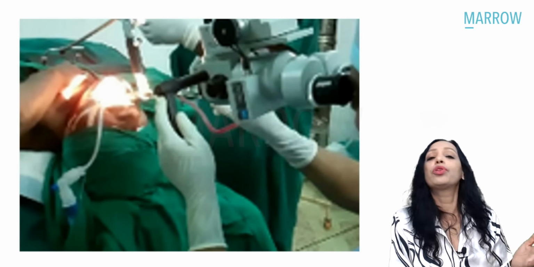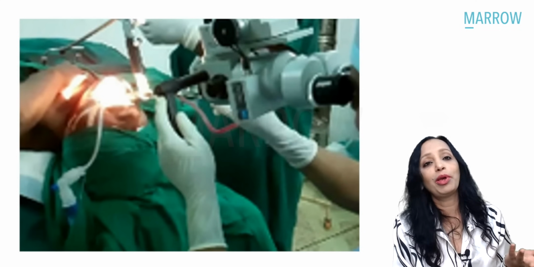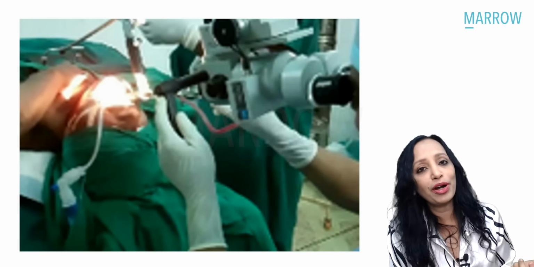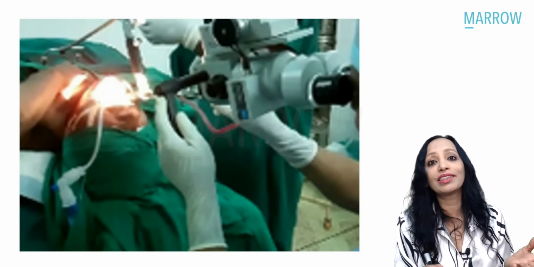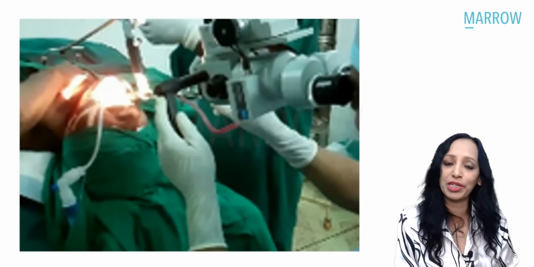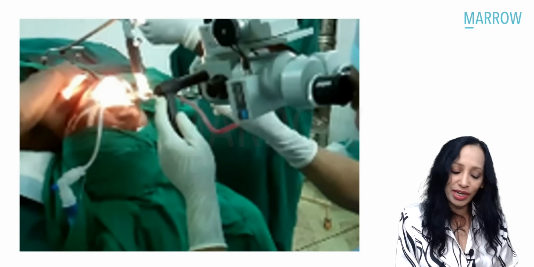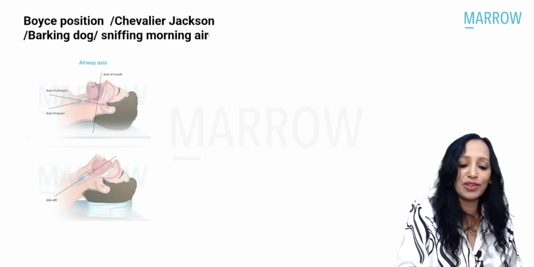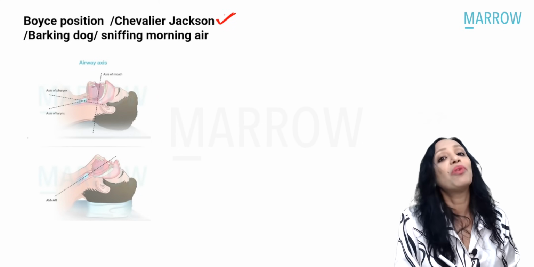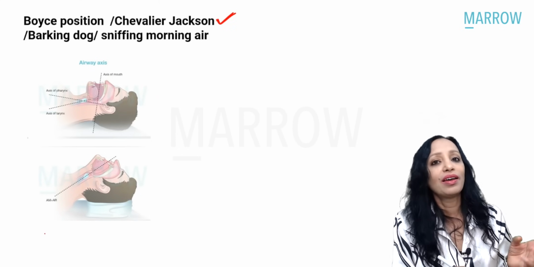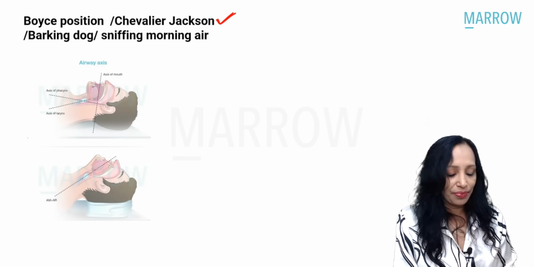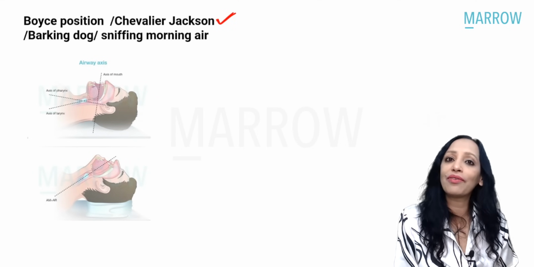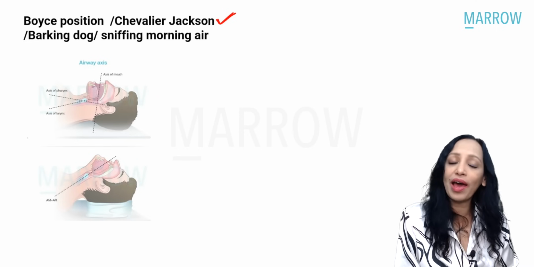So this is how we do the microlaryngeal surgery. So maybe a position like this, an intraoperative position is given to you and it is asked, this is done in which position? So this is the boyd's position, the sniffing the morning air or the barking dog, or it is also known as Chevalier Jackson position. Why? Because he was the one who discovered that this position will align the oral cavity with the oropharynx, with the larynx and the pharynx.